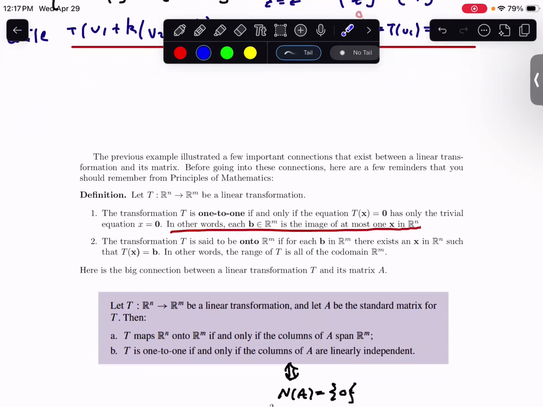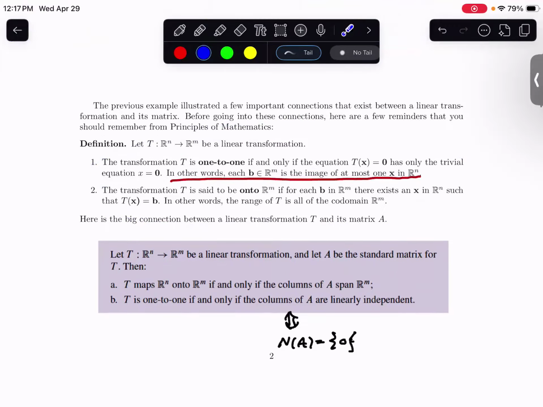So onto is just saying that if you have anything in the codomain, there's something in the domain that maps to it, right? So you can always express something in the codomain as T evaluated at some vector. So hopefully, if you took Principles of Math, which is a prerequisite for this class, these ideas should be pretty familiar. Or if you did discrete math, you talked about it a little bit as well.